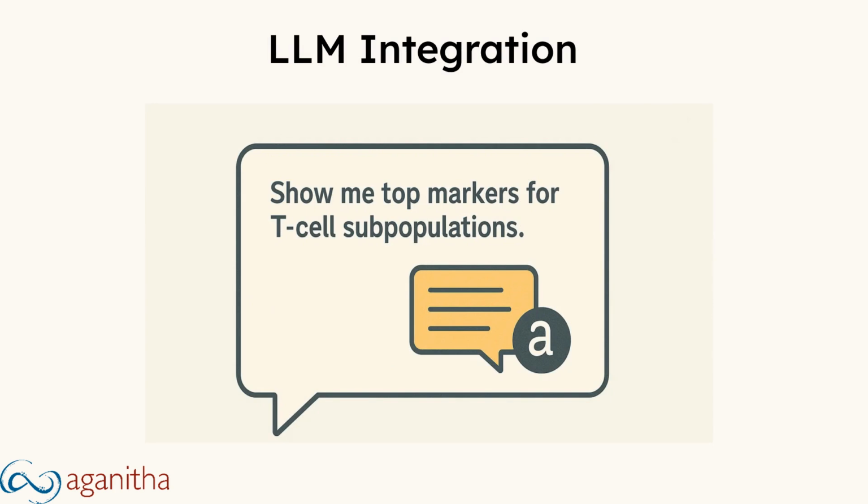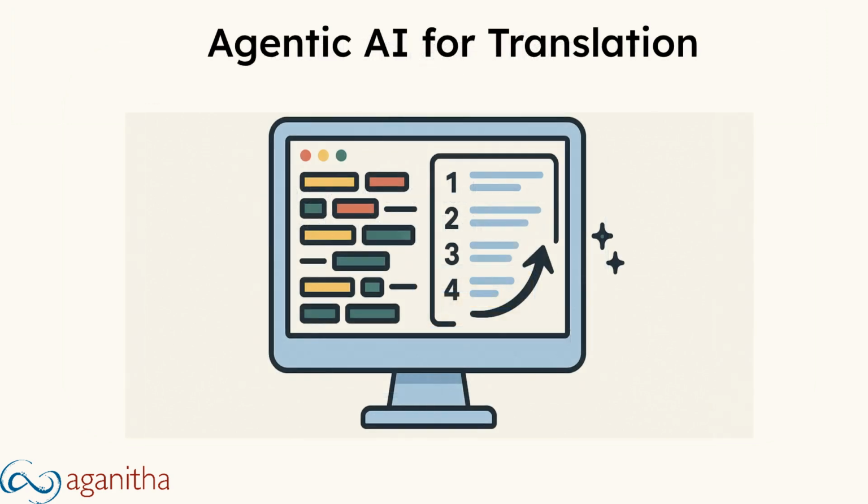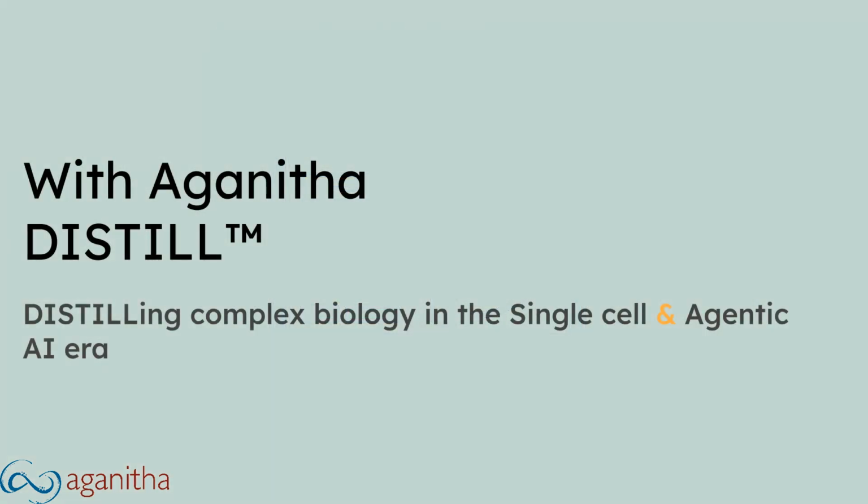Ask complex biological questions in plain language and receive literature-backed, annotated, and explainable responses within your workflow. And finally, it integrates into Agentic AI for translation, automating multifactorial analysis to help you prioritize targets and validate mechanisms of action using real-world multiomics data. Because sometimes we don't just need another tool or software. We need something that helps us think better together.